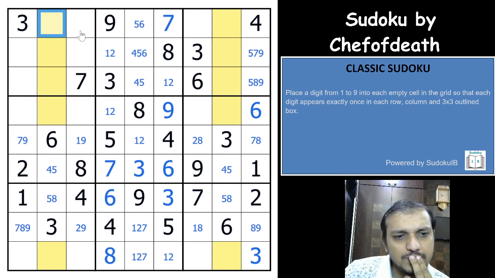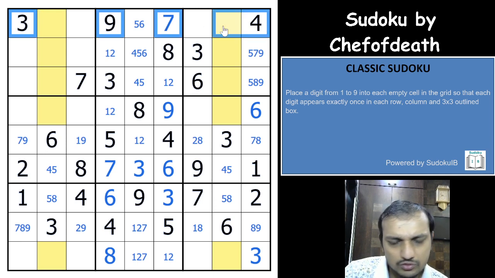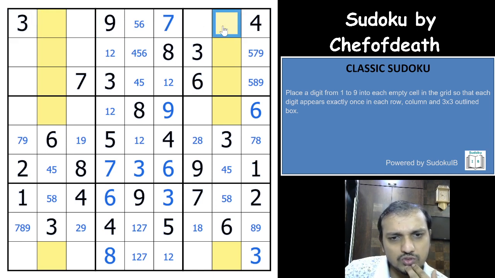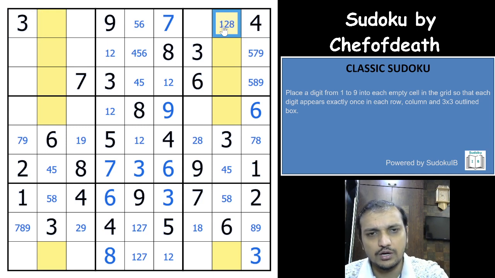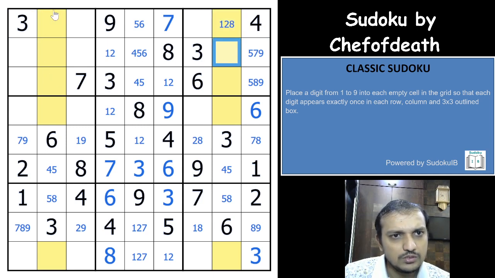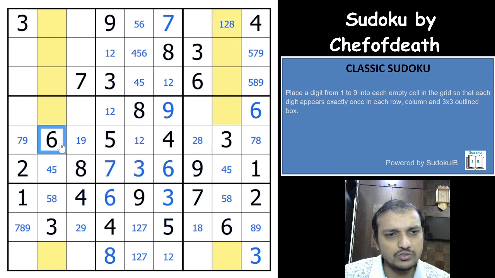So which means you have 3, 9, 7, 4 and 5 is also not possible here. 1, 2, 6 and 8. 6 is here, so this is 1, 2 and 8. Same way you get here 3, 9, 7, 4, 6, 1, 2, 8.